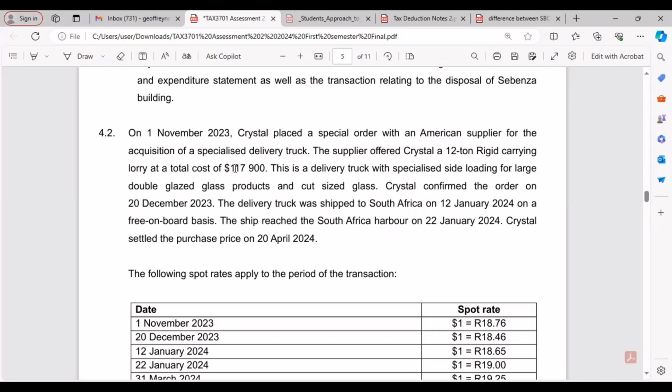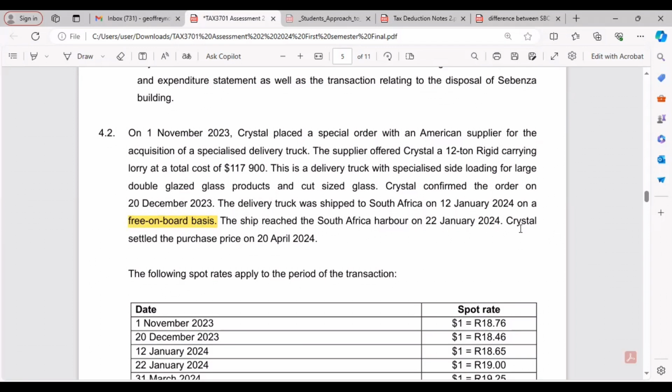$170,900. So we need to convert. And then they gave us the what? Freight on board date. Sometimes they write it as what? As FOB. So it's the same thing. Free on board or freight on board, same thing, or FOB. The ship reached the South African harbor on the 22nd.